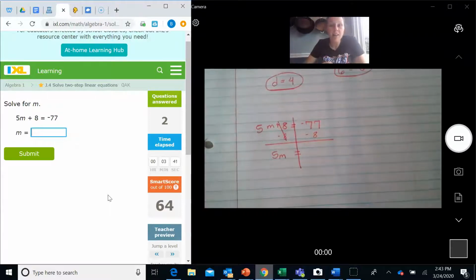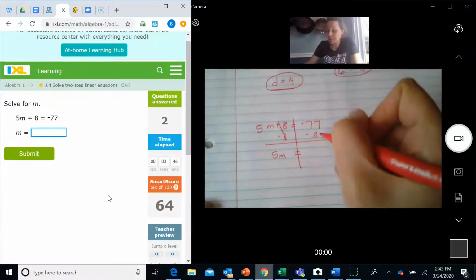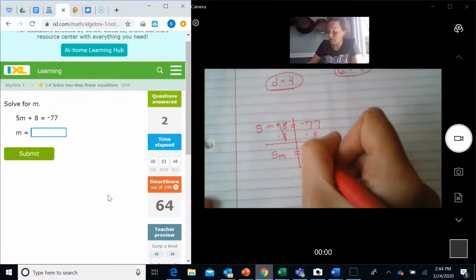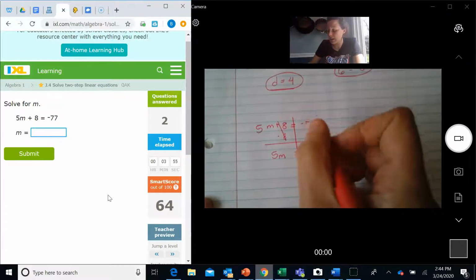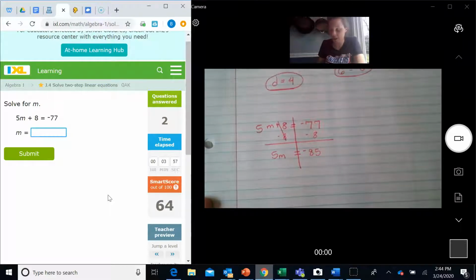I've got two negative numbers. Remember, same signs always add. So I'm going to say 77 plus 8. It's going to be 85. And then I always keep the sign when I add them together. So since they're both negative, I'm going to have negative 85.